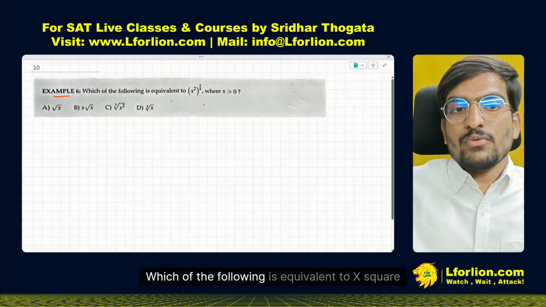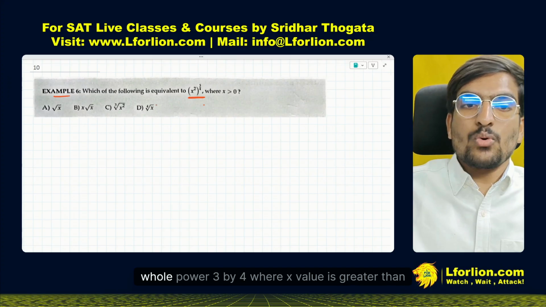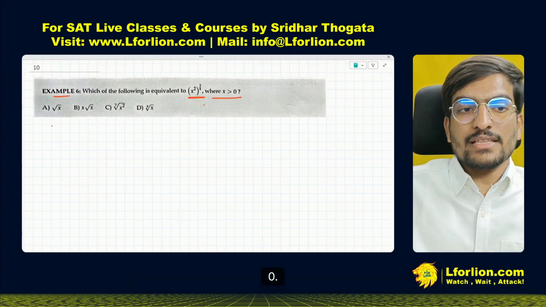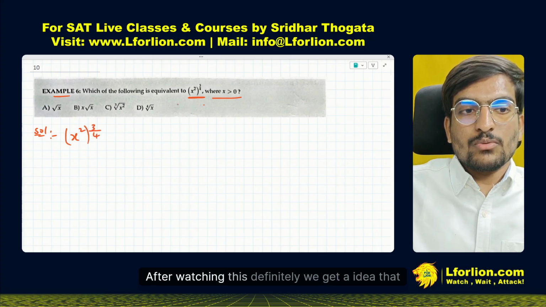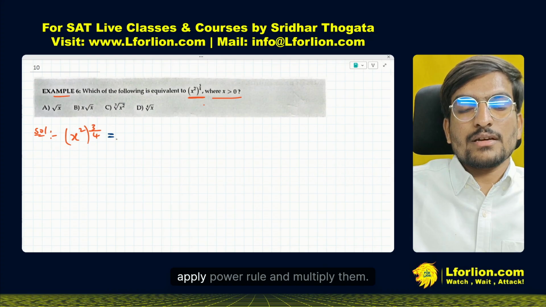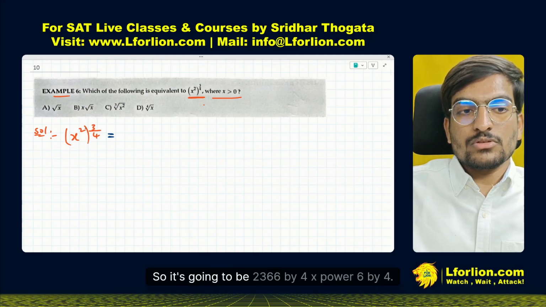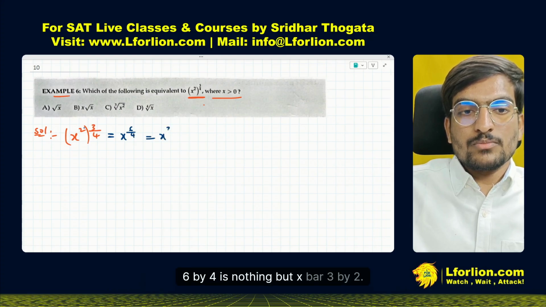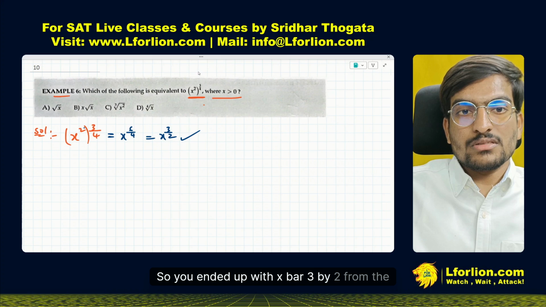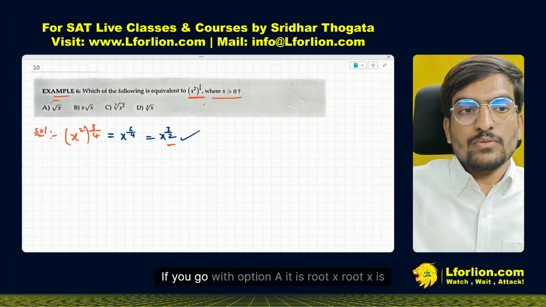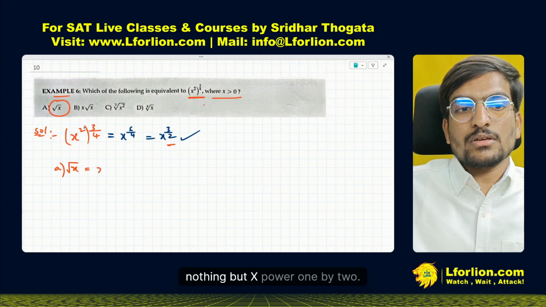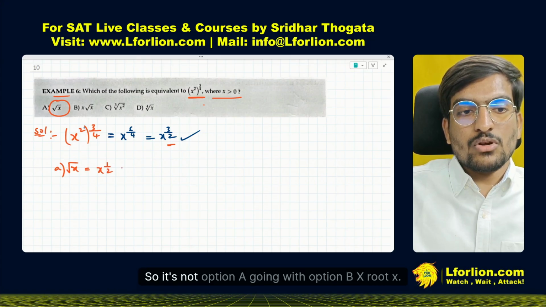Example 6. Which of the following is equivalent to x square whole power 3 by 4, where x is greater than 0? So the given is x square whole power 3 by 4. After watching this, definitely we get that we apply the power rule and multiply them. So it's going to be x power 2 times 3 by 4, that is x power 6 by 4. 6 by 4 is nothing but x power 3 by 2. So you ended up with x power 3 by 2. From the options, which gives us x power 3 by 2? If you go with option A, it is root x. Root x is nothing but x power 1 by 2. So it's not matching. So it's not option A.